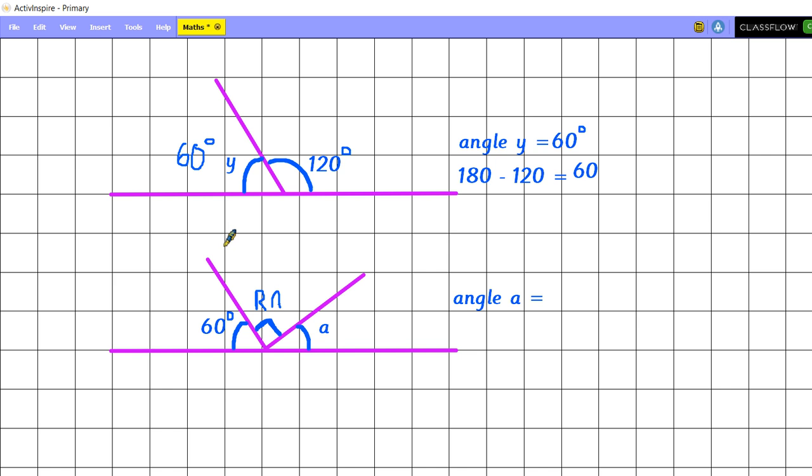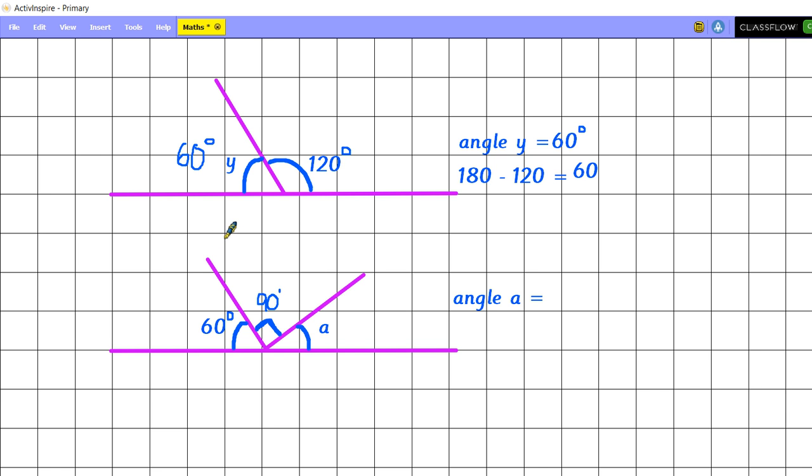And what does a right angle add up to? RA stands for right angle. What does a right angle add up to? Well, we know that that's like the corner of a square, isn't it? And that is 90 degrees. Okay, so well done if you remember that the right angle is 90 degrees.